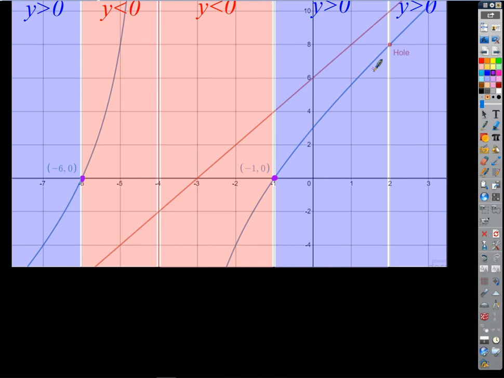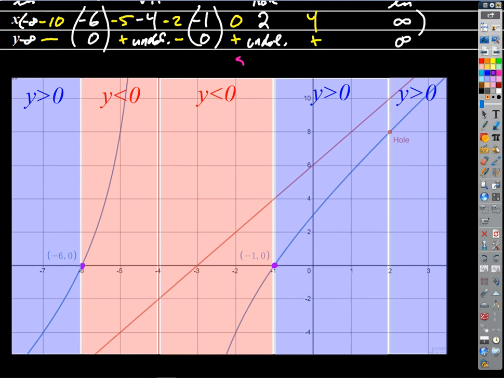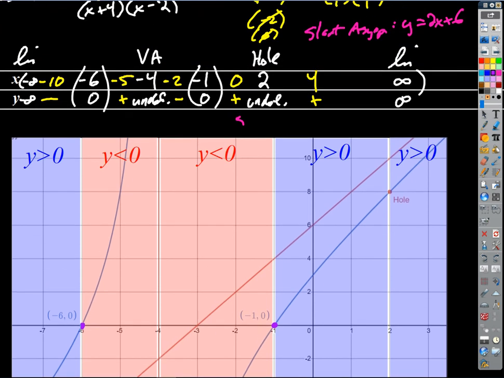The hole interrupts the function, right? Okay, that make sense? It's what we call a hole because it's just one point missing. It's a point-sized hole in the function. But if you change other things to change the dynamics of that line, the hole would still be at where x is 2.